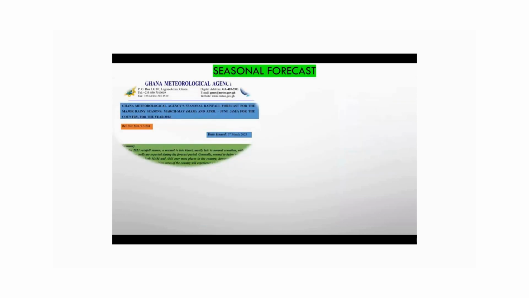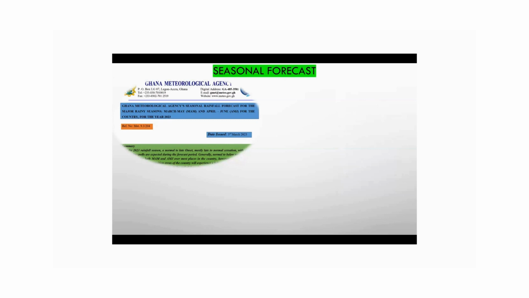So the seasonal forecast, we have three types in a year. We have the March, April, May, which we just outdoored, and then we have the May, June, July, August for the north. Because as we speak now, the season for the north has not started, but it will start within May, June, July. So we have started preparing the forecast for it.